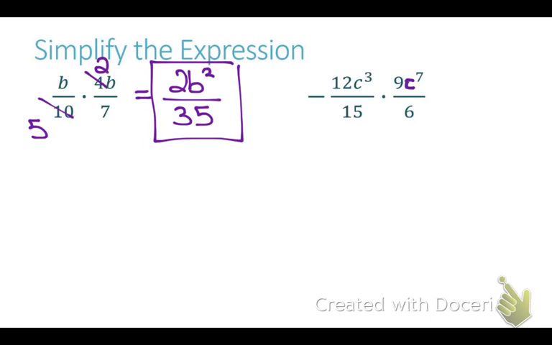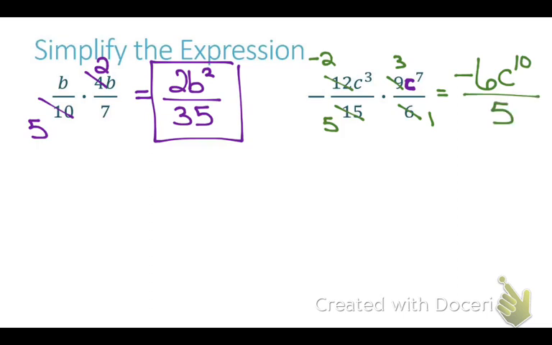Now on the next one, we can do a lot of cross-reducing, can't we? We can cross-reduce all of these numbers, but remember to keep those negatives. What is negative 2 times 3 in my numerator? It's going to be negative 6. C to the 3rd times C to the 7th is C to the 10th, over 5 times 1, which is 5. Is this my final answer? No. Go ahead and make your final answer, if you haven't already.